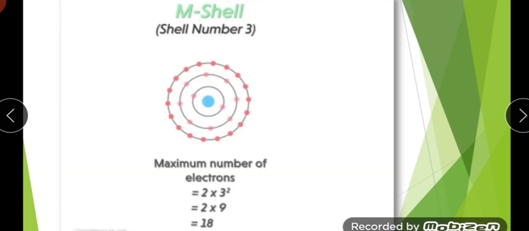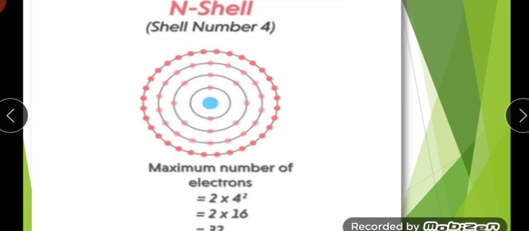In the same manner, for the M shell, which is the third shell, if we substitute the value 3 raised to 2, we will get the answer 18. That means the M shell can accommodate only 18 electrons. The capacity of the M shell is to hold 18 electrons, not more than that.